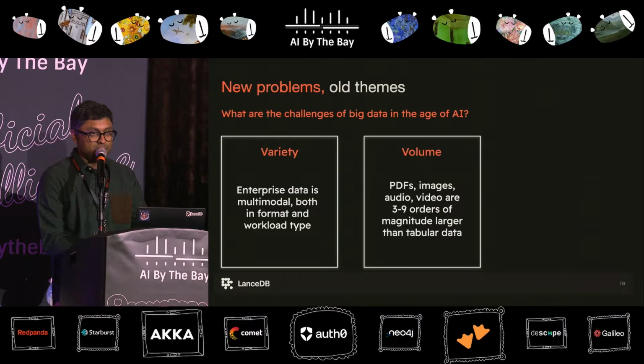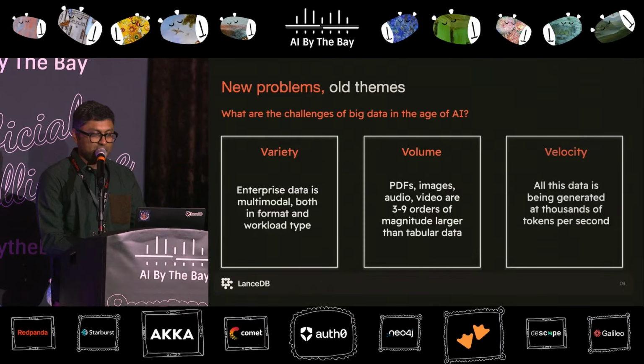In terms of volume, things like PDFs, images, audio, video, these are formats that have 3 to 9 orders of magnitude larger in size than traditional tabular data. And thanks to AI, the velocity has gone through the roof as well. It's never been easier to generate vast amounts of image, video, and audio data, in addition to text data, at a rate of thousands of tokens per second. So this just adds to the volume problem that was mentioned before.